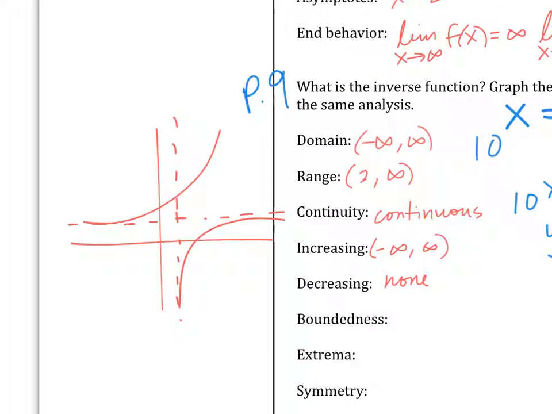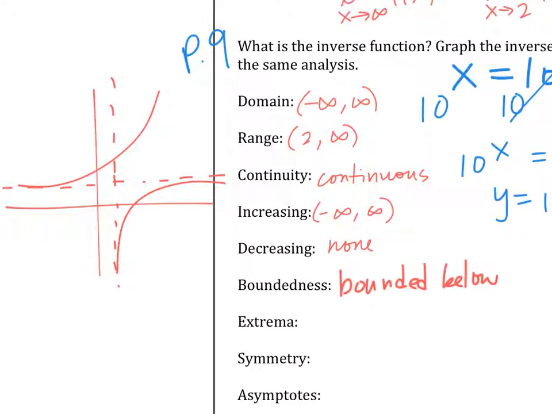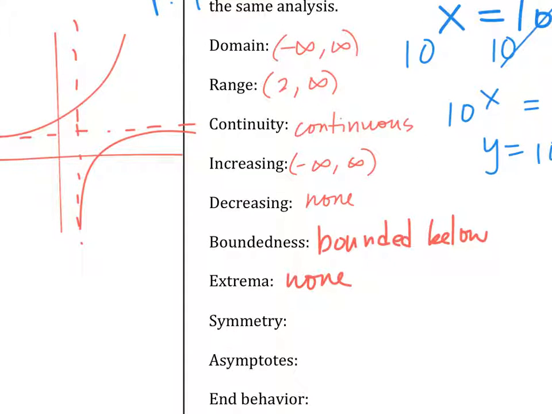Okay, Sunny, boundedness. Bounded below. Right, because e to the x always has a lower bound. This one is just going to be bounded at 2. Bruno, extrema. None. Lisa, symmetry. None, so neither.